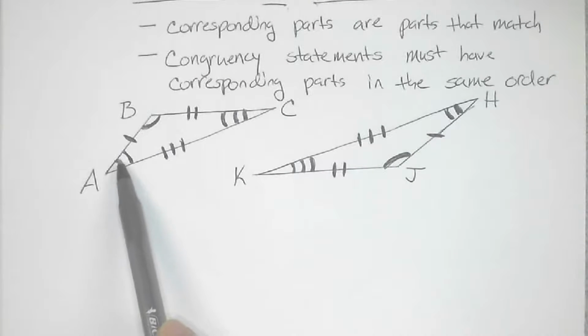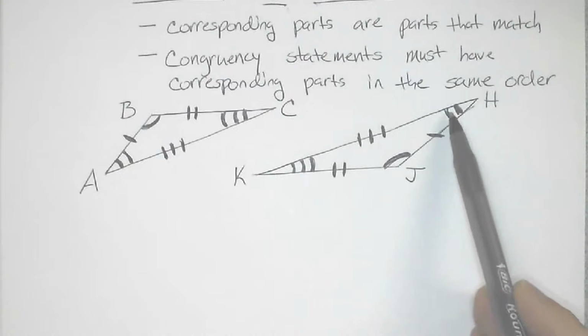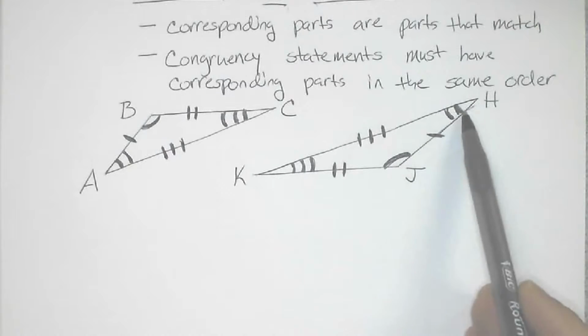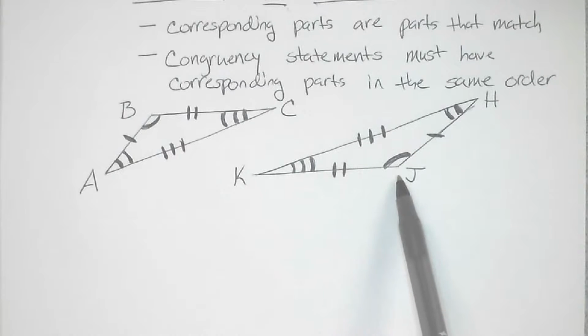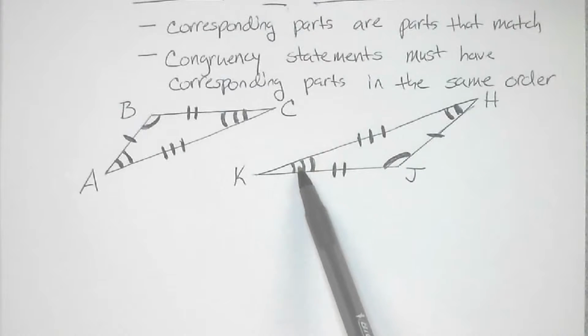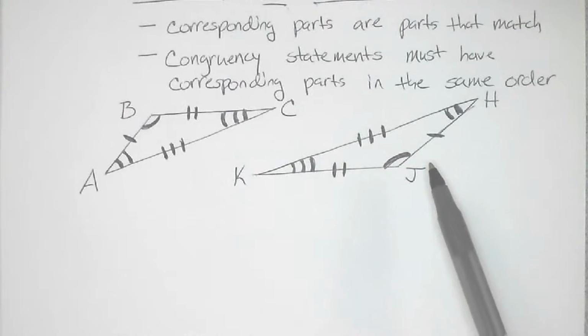Now, for these triangles, you can see that we have some parts that are corresponding. So look at angle A. See how angle A has two arcs and angle H has two arcs? That means these angles are congruent. These are corresponding parts. Angle J corresponds with angle B, and angle K corresponds with angle C.